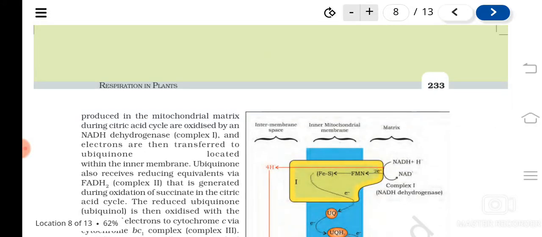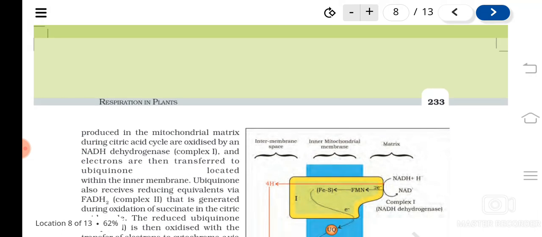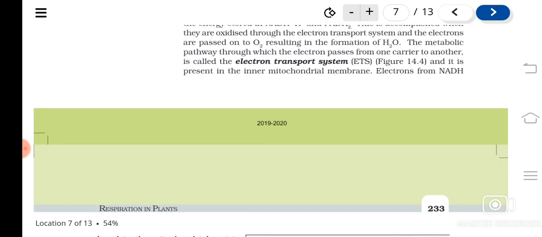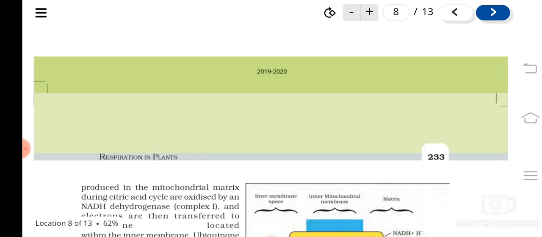Okay, so ETS is arranged where? In the membrane. And the NADH2 and FADH2 pass their electrons to these complexes. From one to another, the electrons will be passed, and that will be simultaneously coupled with the synthesis of ATP. Understood? So electrons from NADH produced in the mitochondrial matrix, isn't it? In the matrix only this Krebs cycle occurs. So this will be passed to where? To the various complex molecules which are arranged in the membrane.